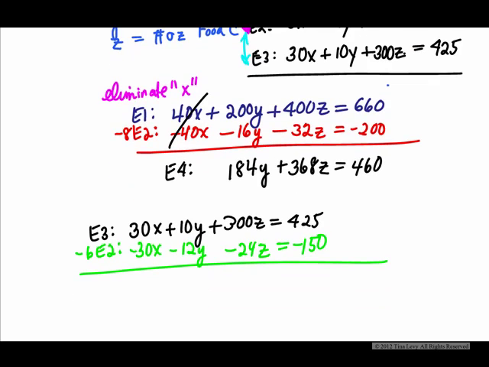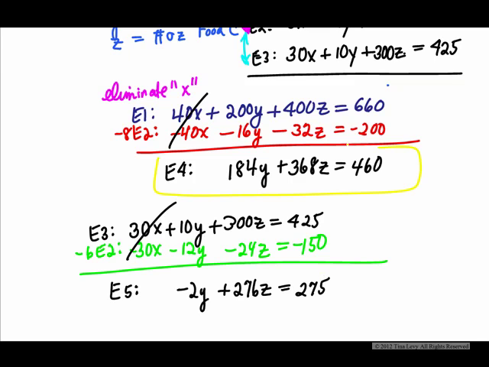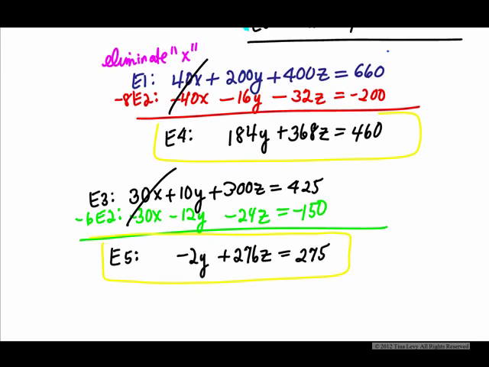This now becomes equation 5. I have negative 2y. 300 minus 24 is 276z, and 425 minus 150 is 275. I now have equation 4 and equation 5. We're now going to eliminate y.